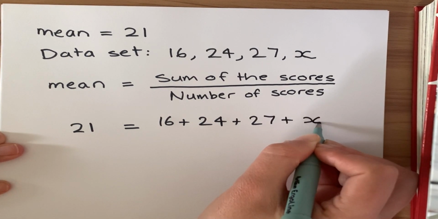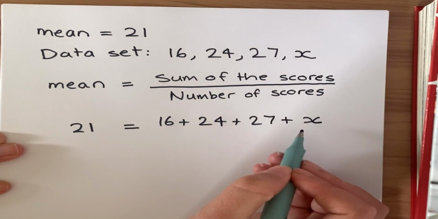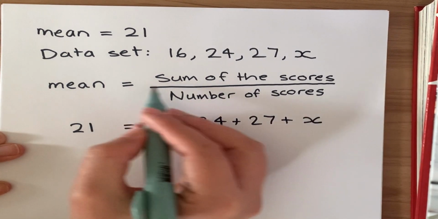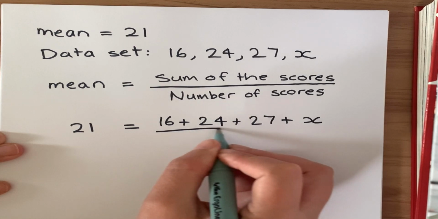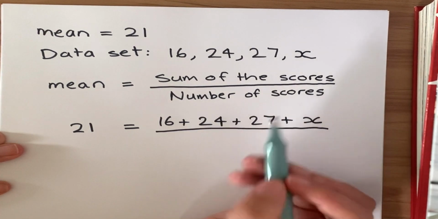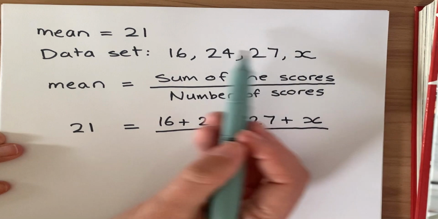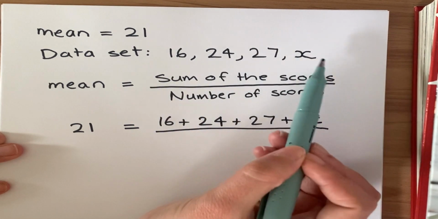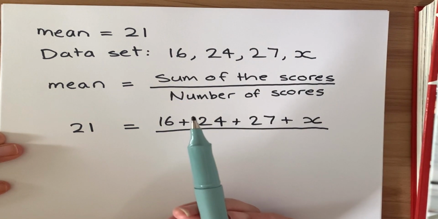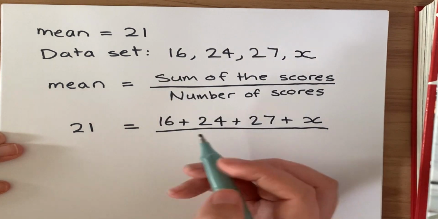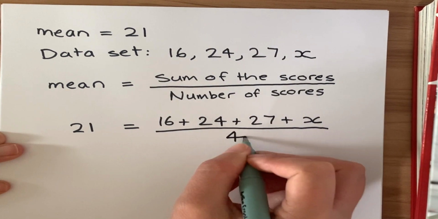And we don't know x, but we still need to represent it, so we're just going to leave it as x, divided by the number of scores. Can we work that out? Yeah, we can see the number of scores up here. We've got 1, 2, 3, 4, because x is a score as well. So there's 4 scores in the data set. So the number of scores is 4.